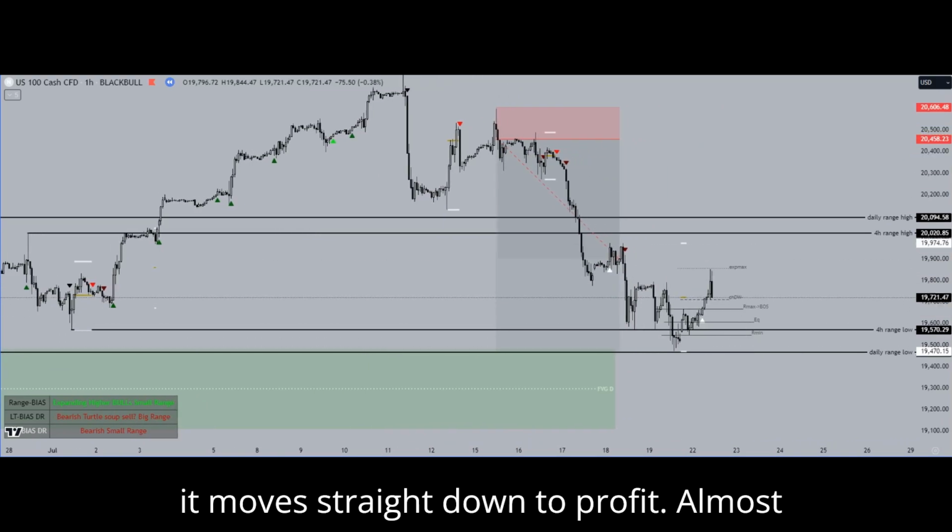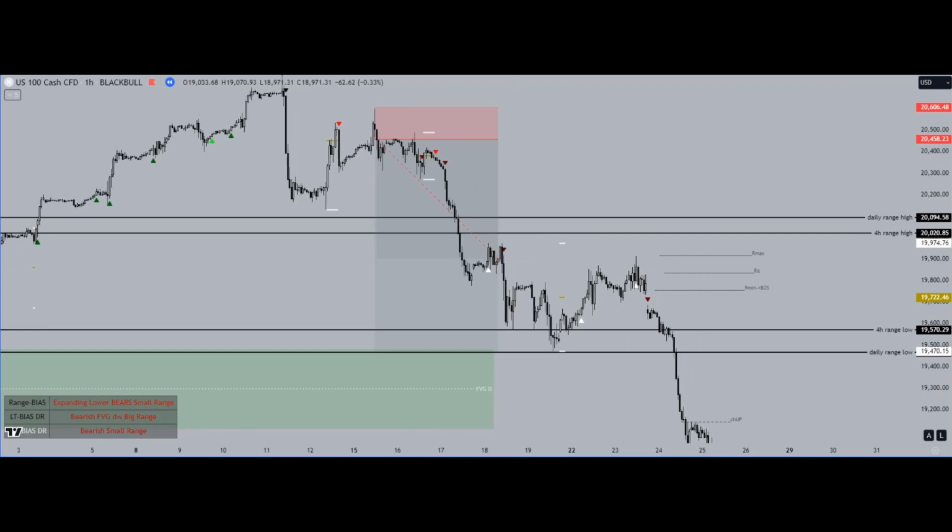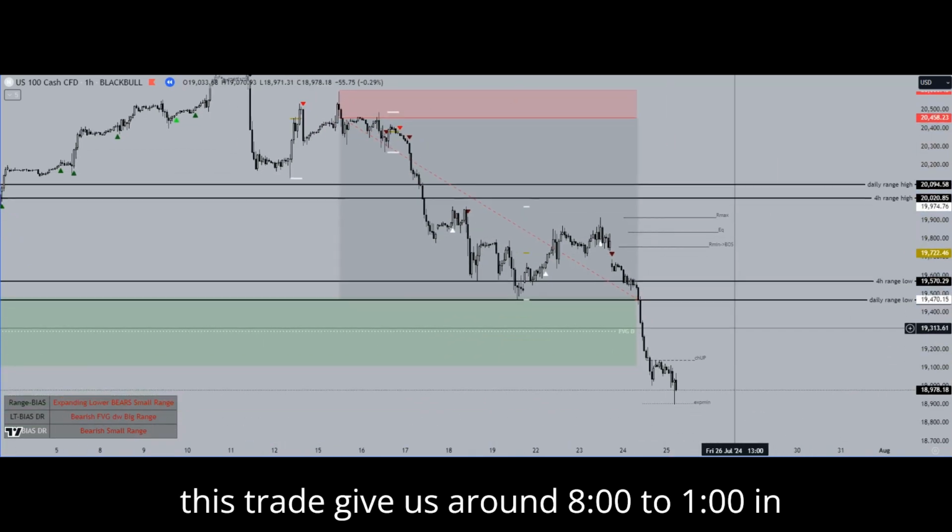It moves straight down to profit. Almost there. And we are done. Well, this trade gives us around 8 to 1 in profit.